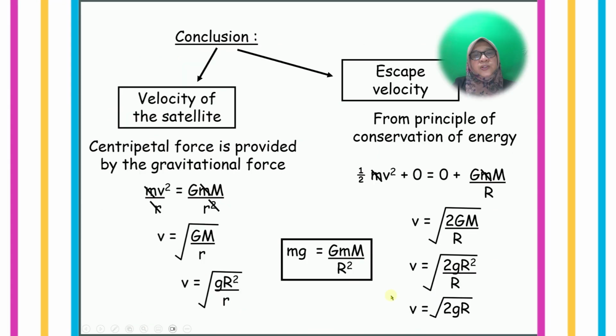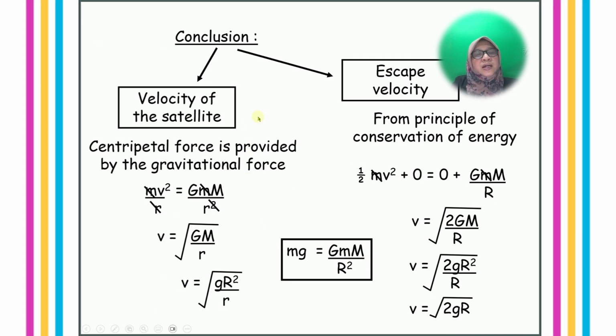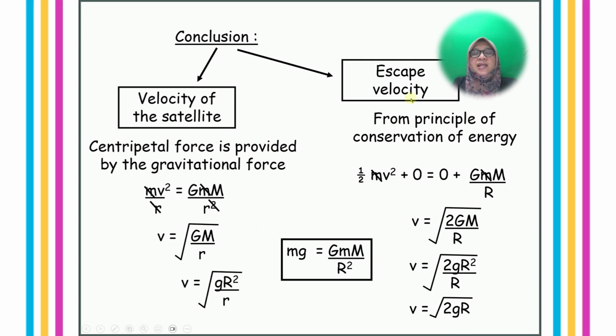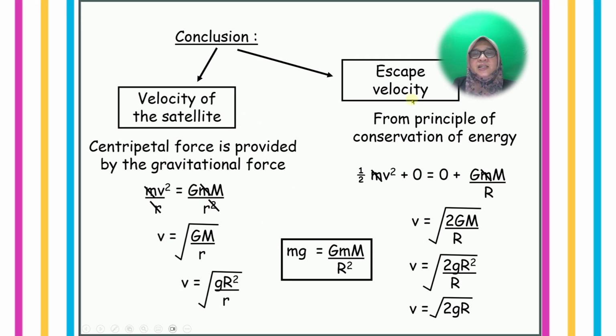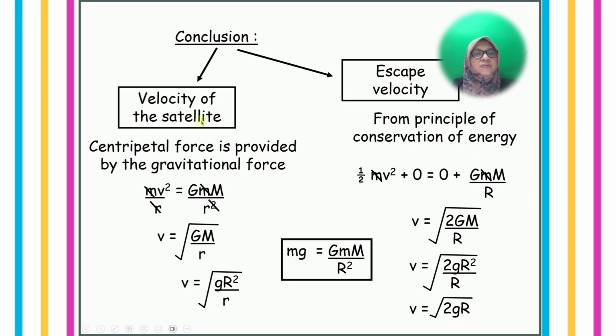Okay, so for the conclusion for this tutorial, be careful with the velocity of the satellite and escape velocity. For the escape velocity, the physics concept we use is the principle of conservation of energy. So when we derive this formula, we get escape velocity equals the square root of 2gr. And be careful with the velocity of the satellite.